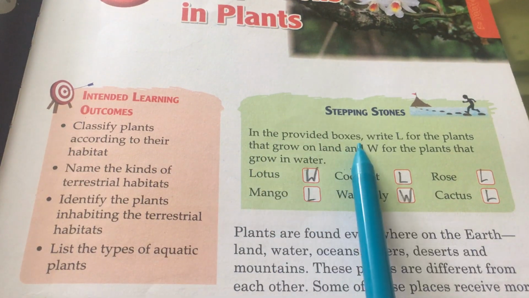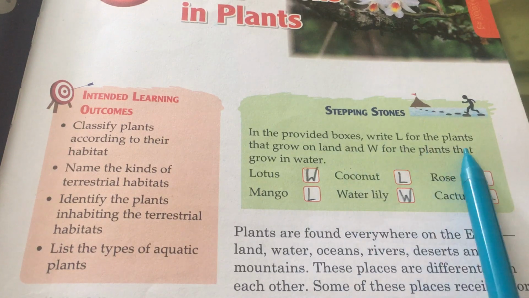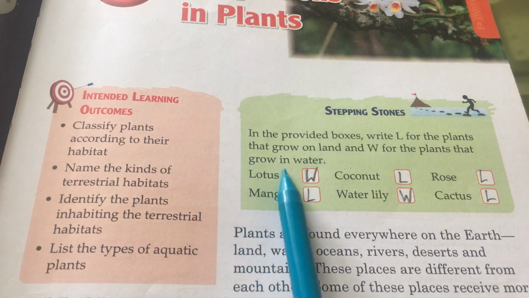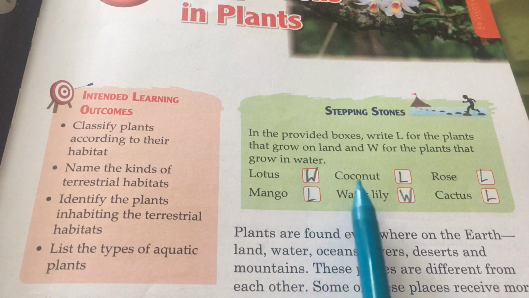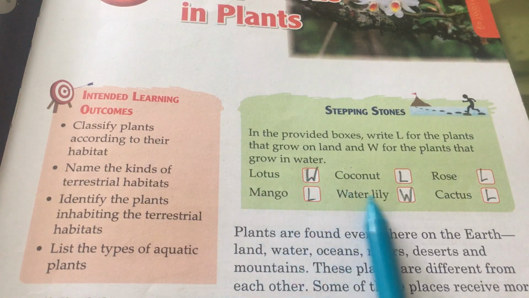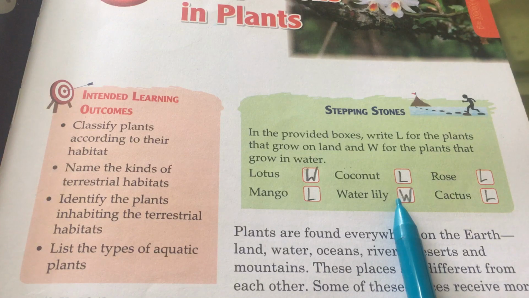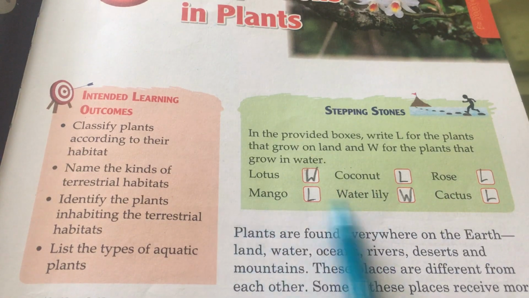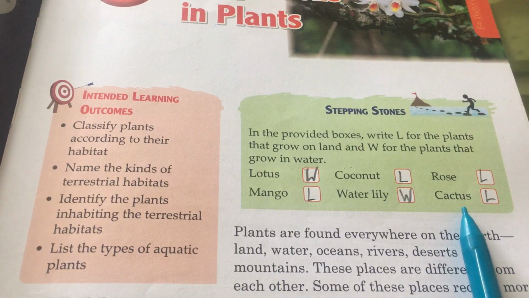In the provided boxes, write L for the plants that grow on land and W for the plants that grow in water. Lotus and water lily grow in water, while coconut, rose, mango, and cactus grow on the land.